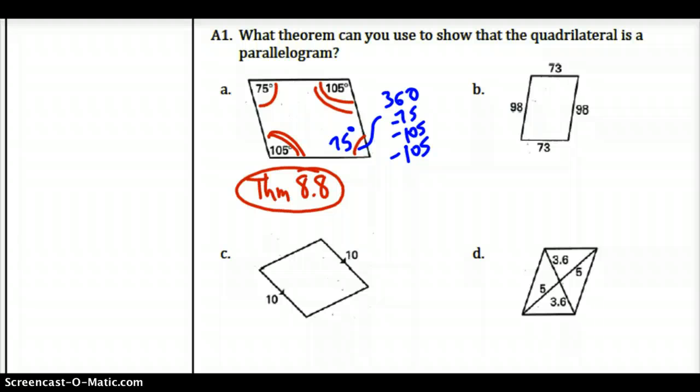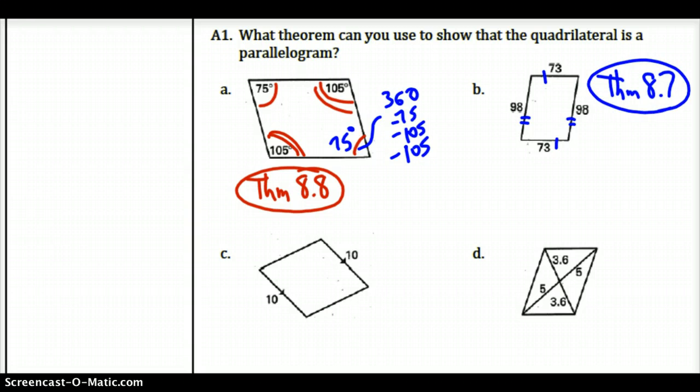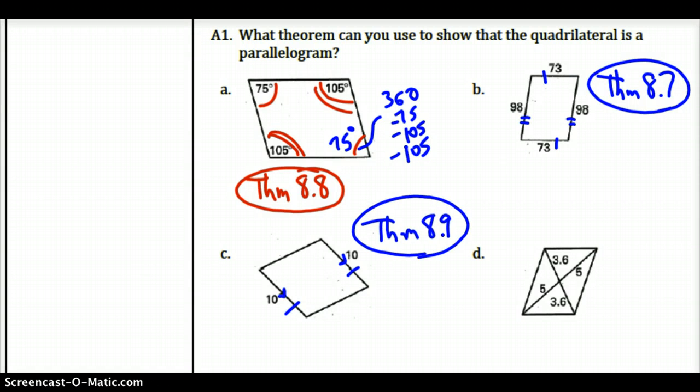Looking at B, this one's set up nicely here. I've got congruent opposite sides, and these are congruent too. So this is a parallelogram because of theorem 8-7. Letter C here, we've got the parallels, and they're both 10, so they're congruent. So that's theorem 8-9, a parallelogram.